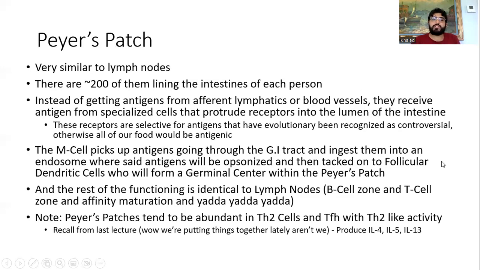So the Peyer's patch is very similar to a lymph node. We have about 200 of them, and they exist in the small intestine, usually in the ileum, which is the last part of the small intestine. Now recall, the small intestine's main job is nutrient absorption. But there's also some immune function here as well, and that's going to be through something called the M cell.